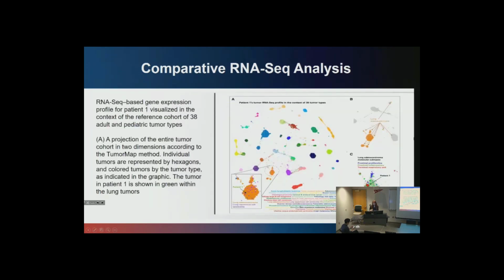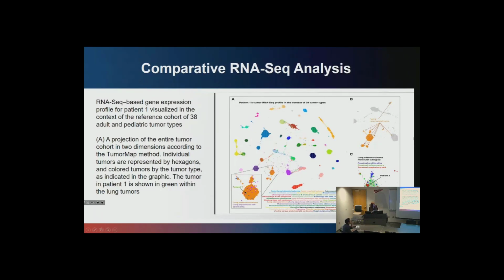So what I just talked about, let's visualize everything. The colorful picture over there is a tumor map. And I will explain it to you like how I explained it to myself, because I'm a resident myself and I don't have expertise in that. Each hexagon on that tumor map is a tumor cell. The color represents the tumor type. So the difference of color is based on what kind of tumor it is. A projection of the entire tumor cohort in 2 dimensions according to the tumor map method was done over here. Individual tumors are represented by hexagons, like I just said, and colored by the tumor type. The tumor in patient 1 is shown in green within the lung tumors.